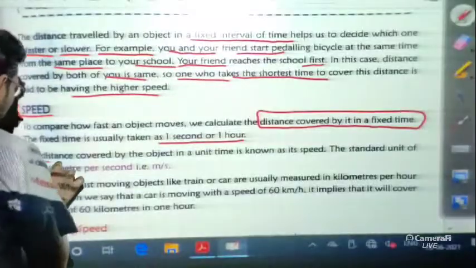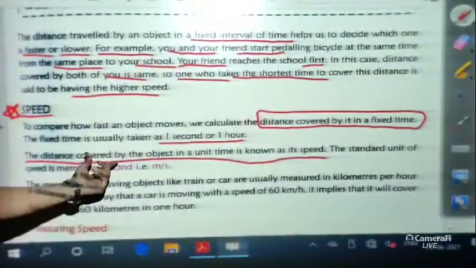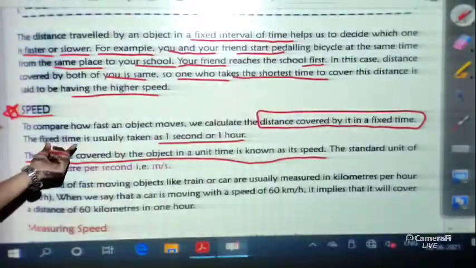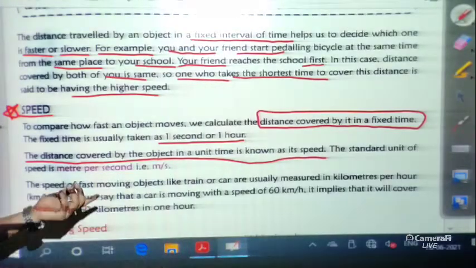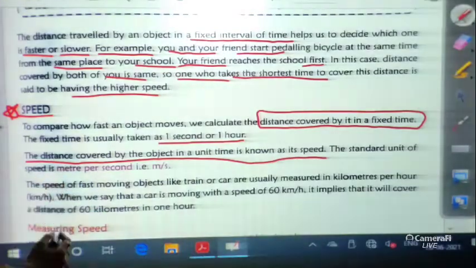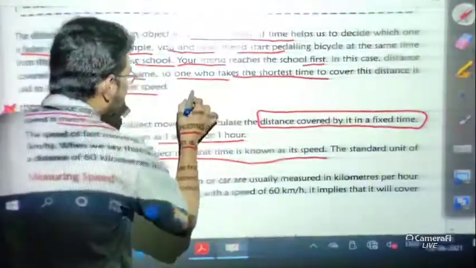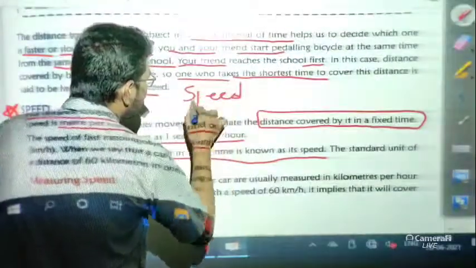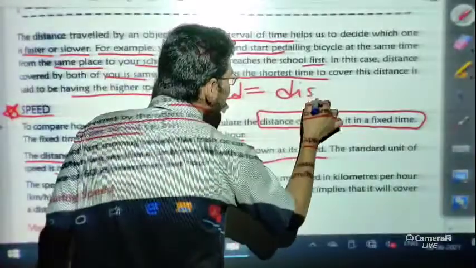So what is the definition of speed? The definition of speed is the distance covered by the object in a unit time. What is unit time? Unit time means fixed time. The standard unit of speed is meter per second. Now let me tell you, speed is equal to distance divided by time.